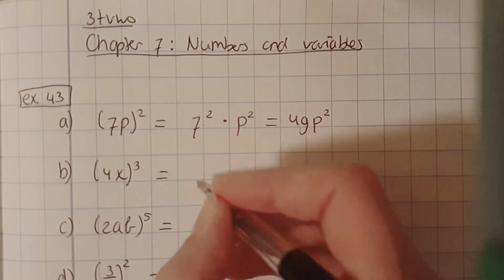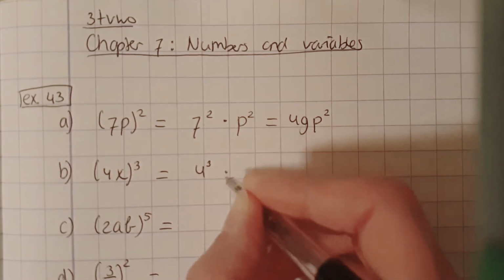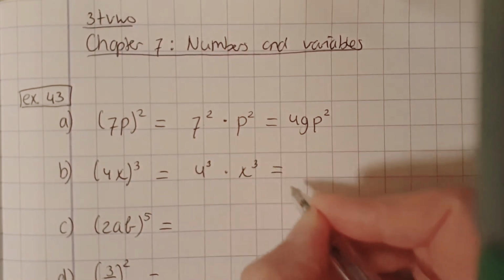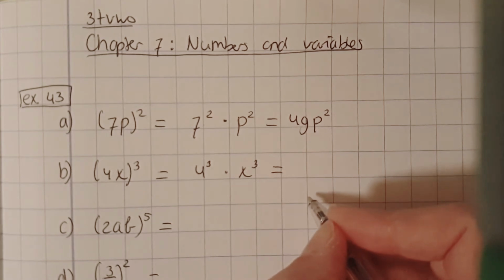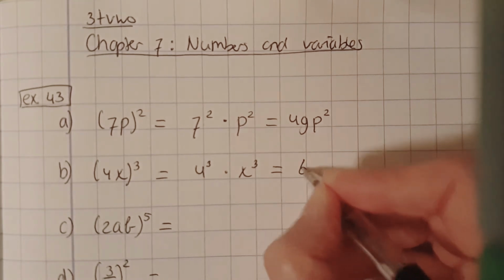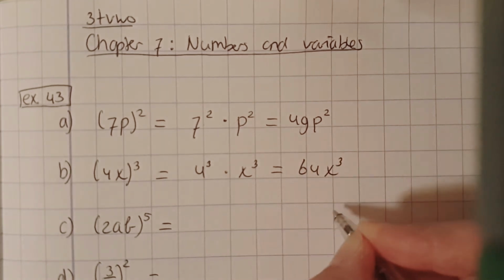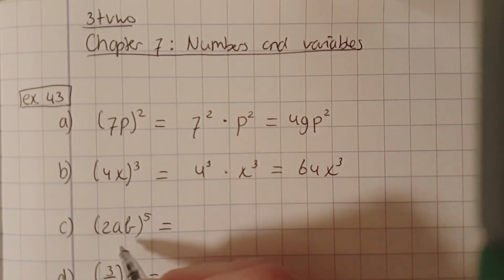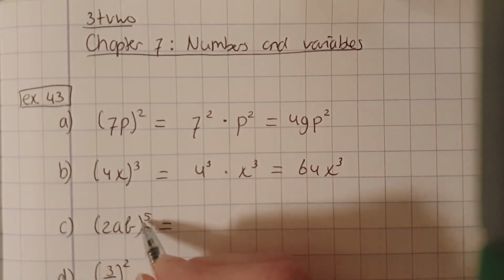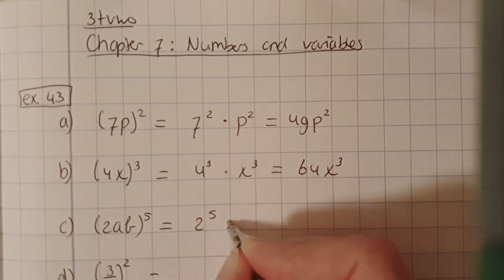Let's do this one. 4 by the power of 3, 4 by the power of 3 times x by the power of 3. 4 by the power of 3 means 4 times 4 times 4. 4 times 4 is 16, times 4 again is 64, x by the power of 3. Done.